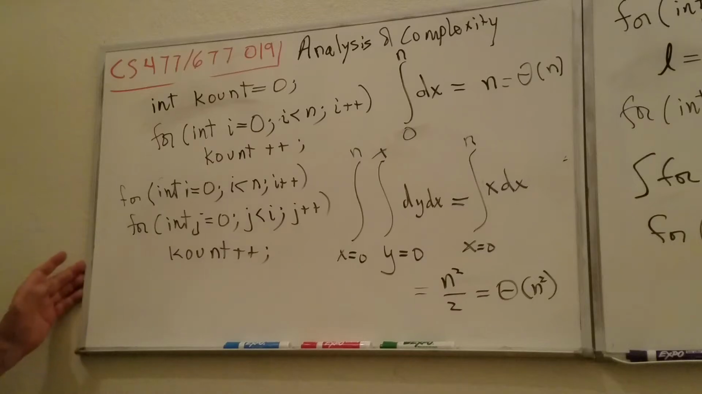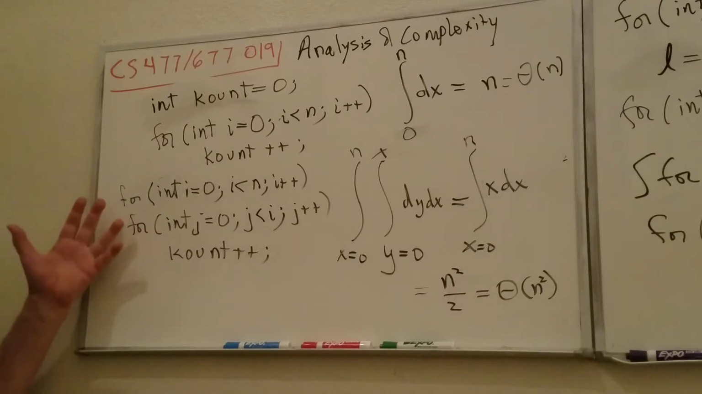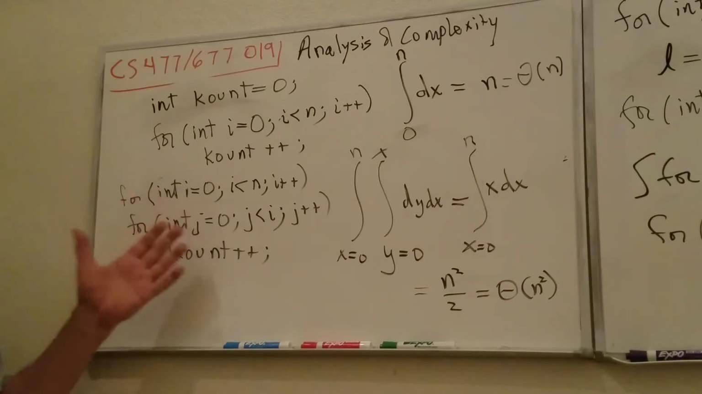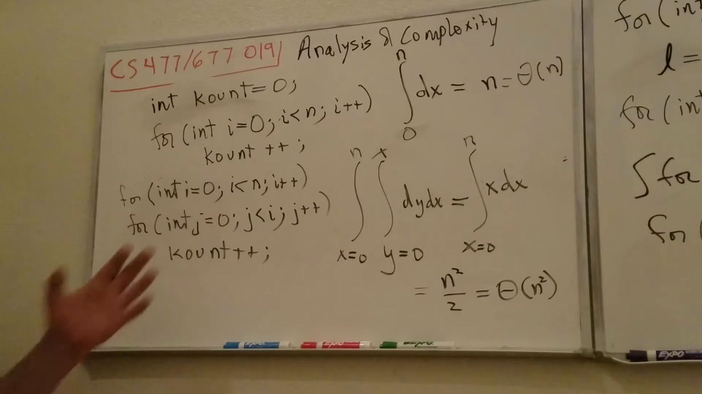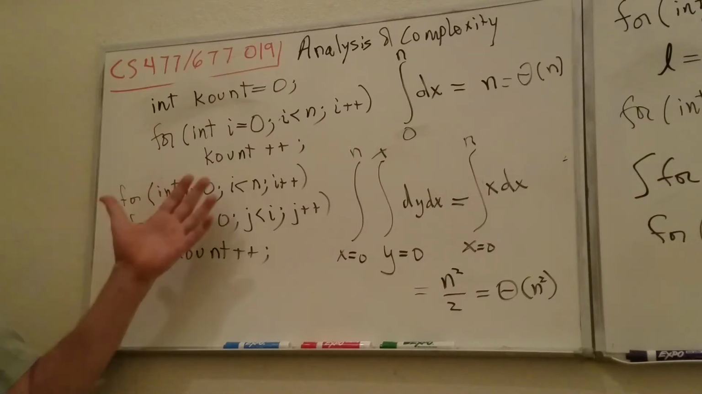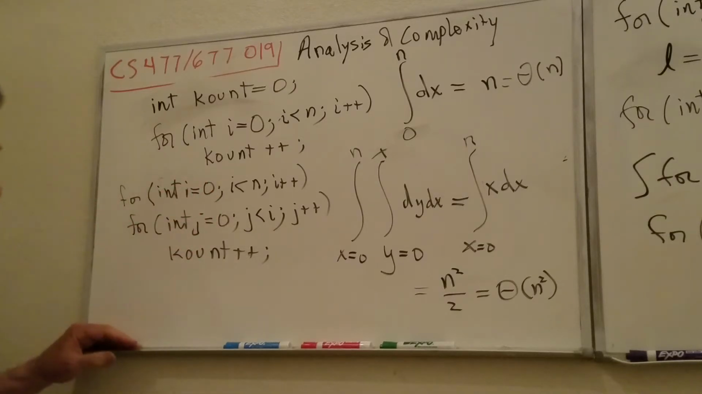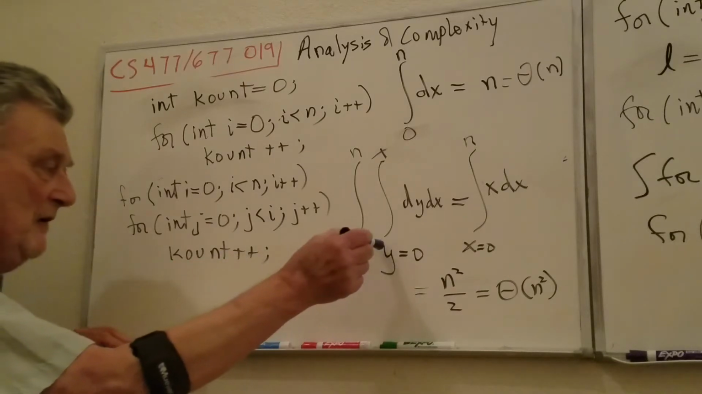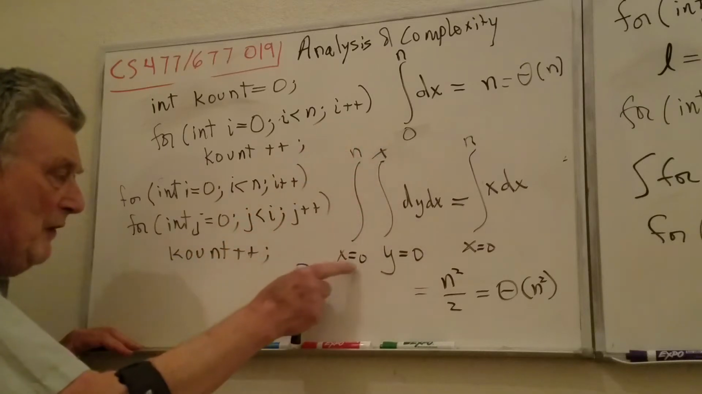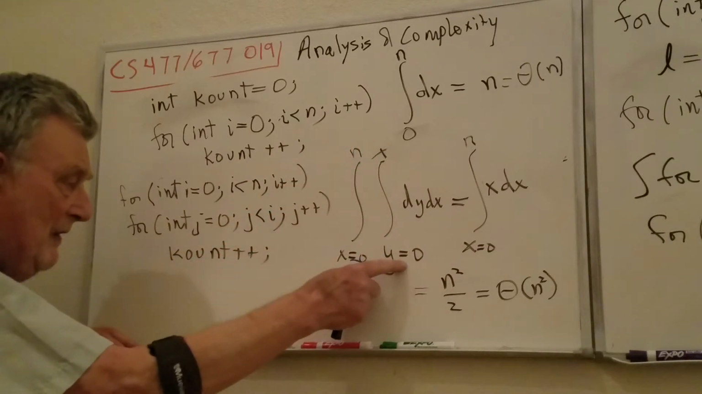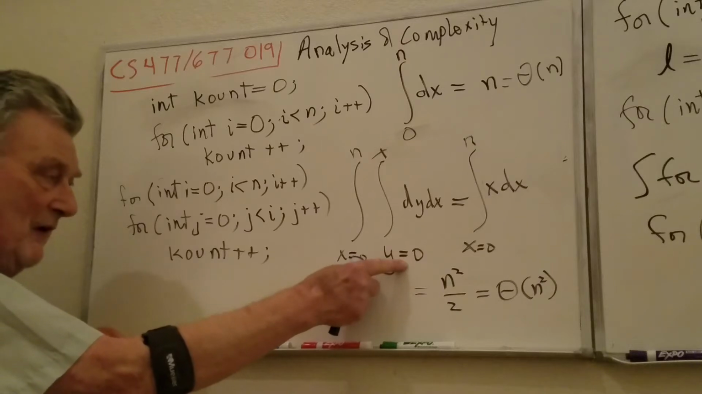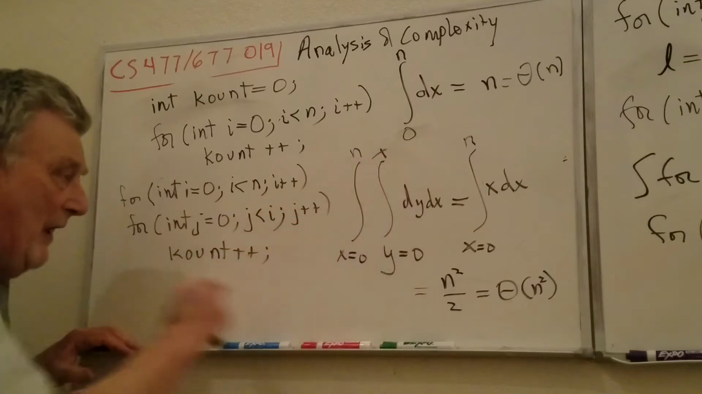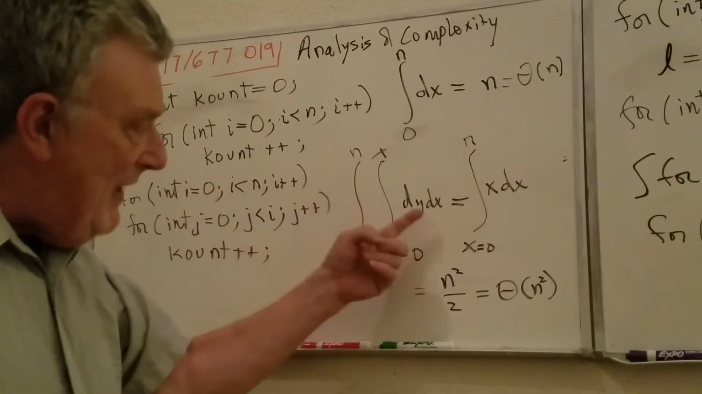Now let's look at what happens when we have nested loops. i goes from 0 to n, and j goes from 0 to i. Well, of course, if j goes from 0 to n, it's obviously n squared. But if j goes all the way to i, then what happens here? We can replace this by an integral where x goes from 0 to n, and then the variable y represents the continuous analog of j. y goes from 0 to x, and then dy dx.